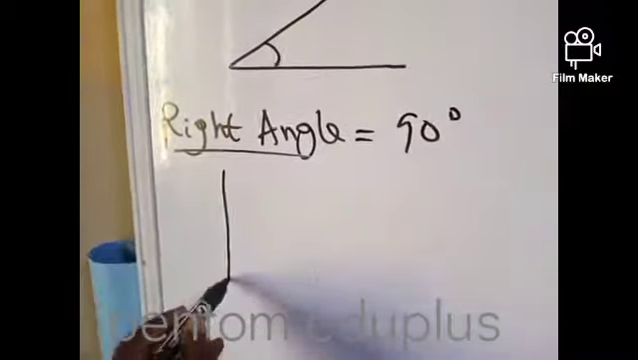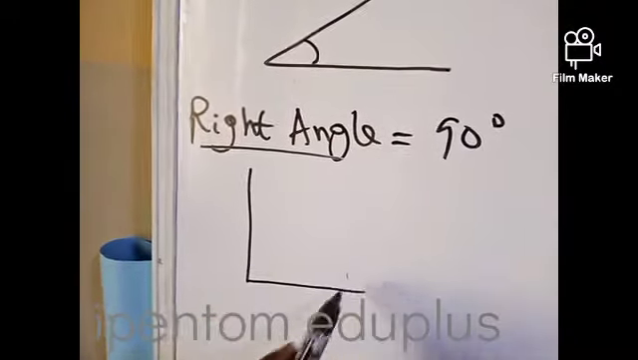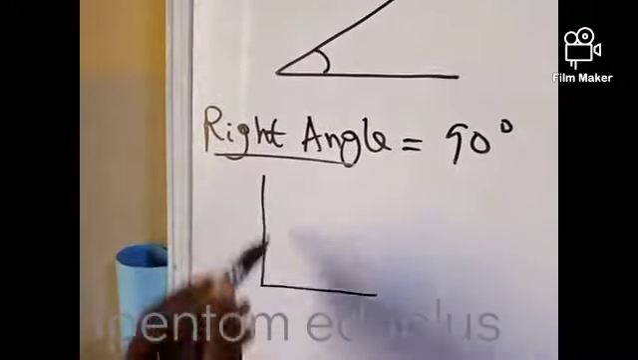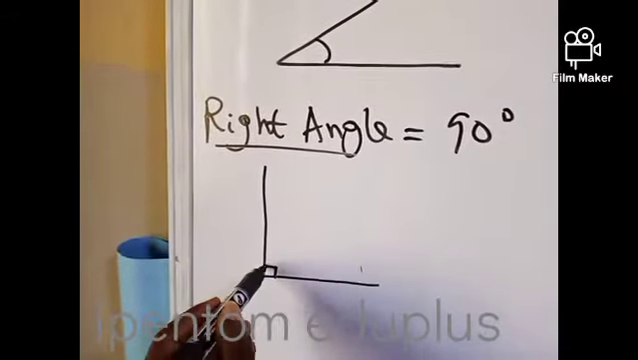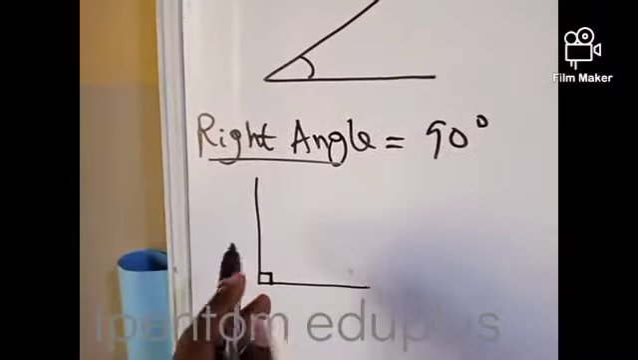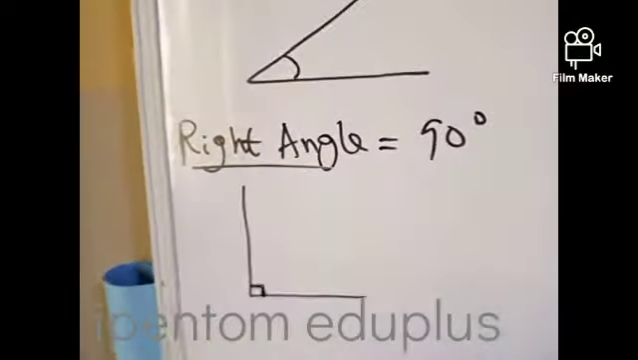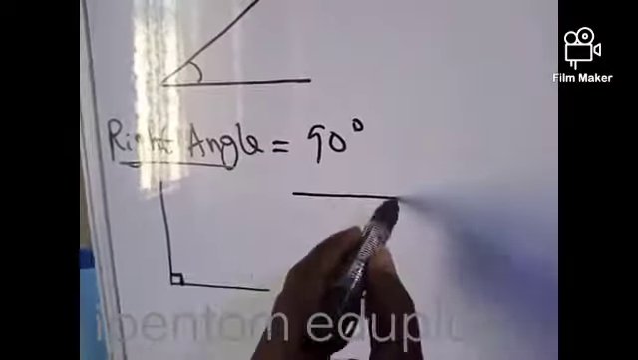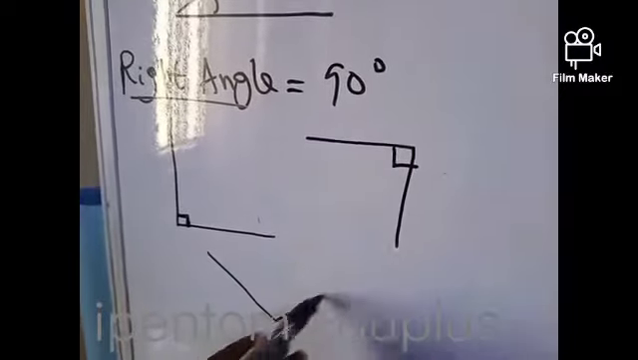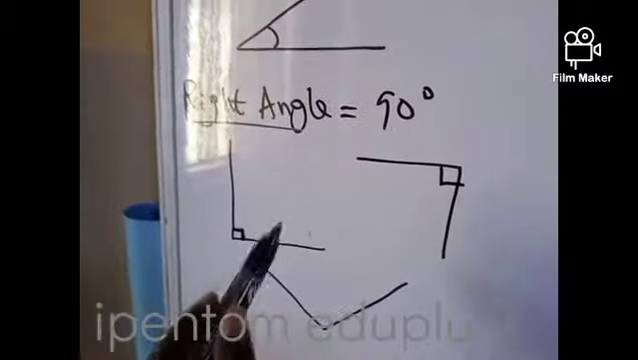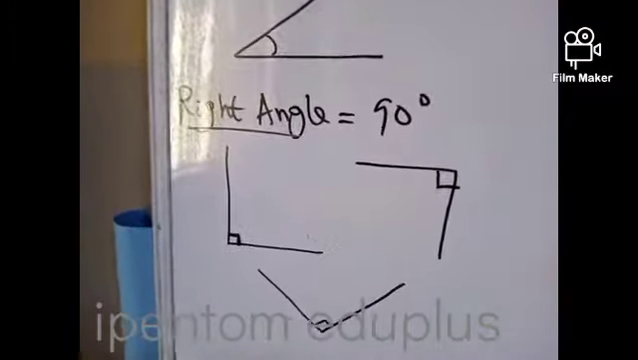If you have a straight vertical line and another horizontal line touching the vertical line, and they form what looks like an L, and you have a small box here, this small box is representing 90. You don't need to write 90. The small box is already representing 90 degrees. So an angle of this type is called a right angle. They can turn it upside down. No matter how they turn it, once you have any angle that forms an L and you have a small box here, that means it's a right angle.